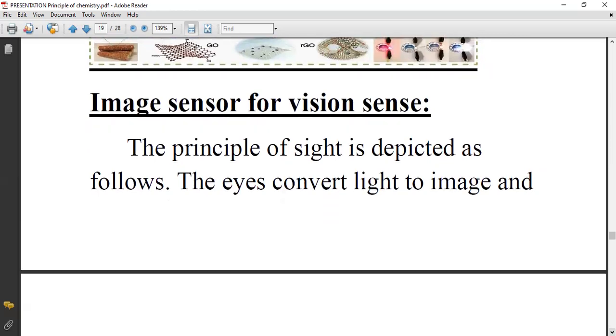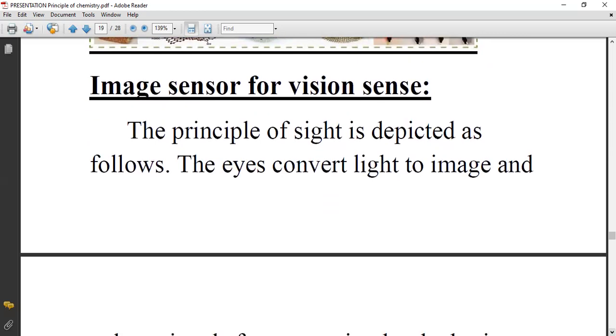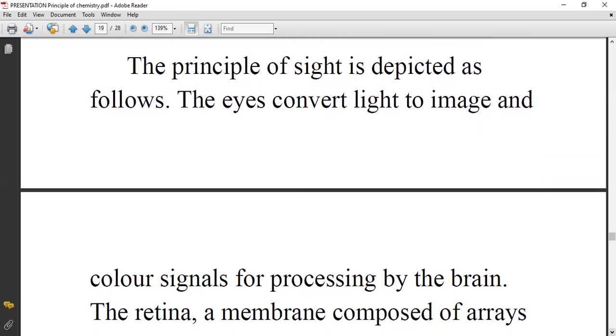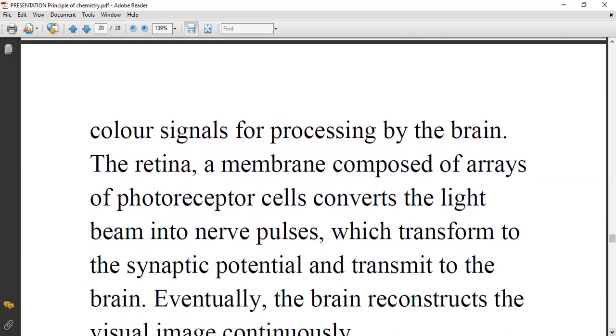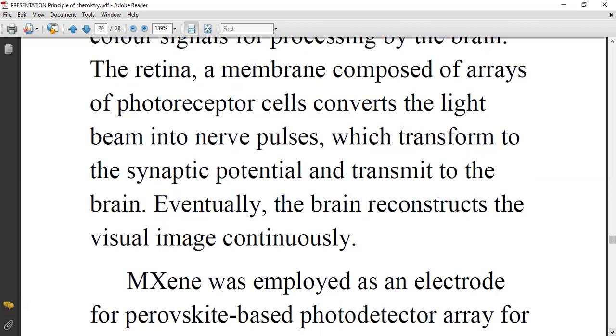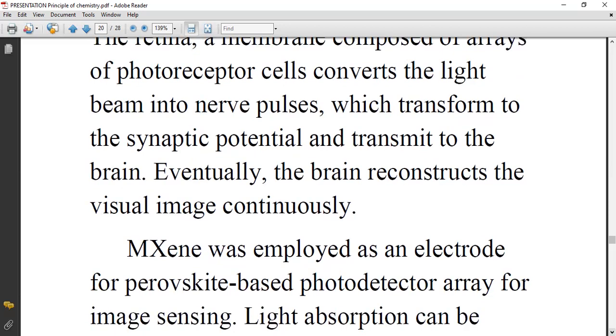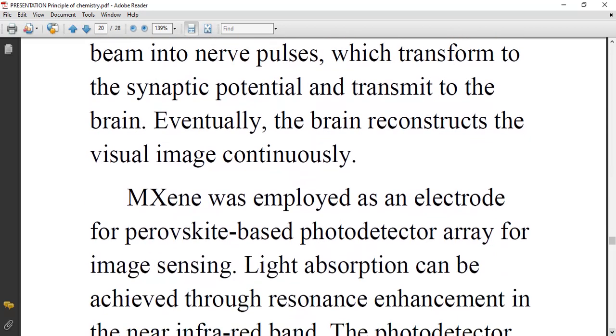Fourth application is the image sensor. The principle of sight is depicted as follows. The eyes convert light to image and color signals for processing by the brain. The retina, a membrane composed of arrays of photoreceptor cells, converts the light beam into nerve pulses which transform to the synaptic potential and transmit to the brain.